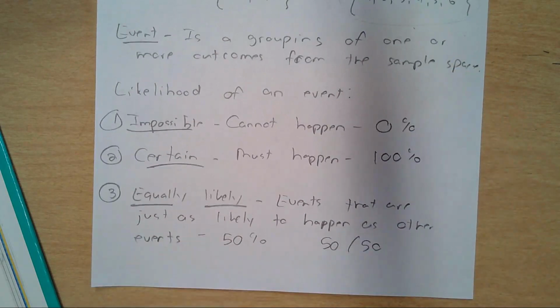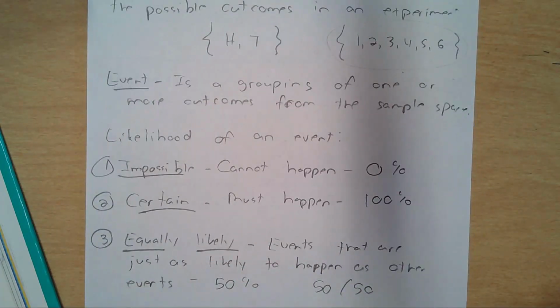If I went to the number dice set here and said, well, what's the probability that I roll an even number? Well, that would be equally likely because there are 3 even numbers, 2, 4, and 6. But there's also 3 numbers that aren't even numbers, 1, 3, and 5. I got 3 numbers that are even, 3 numbers that are not even. There's 6 total things that are going to happen, and I'm going to get somewhere between 1 through 6. 3 of them are even, 3 of them are not. That is an equally likely event.